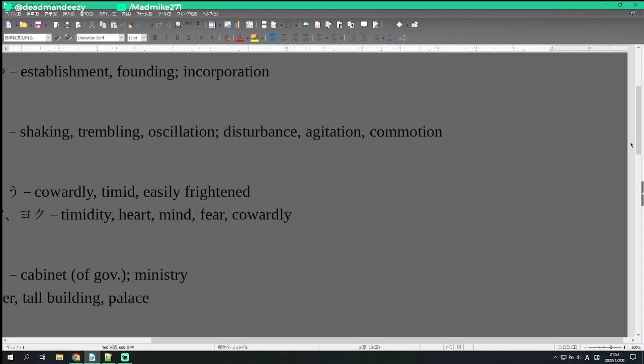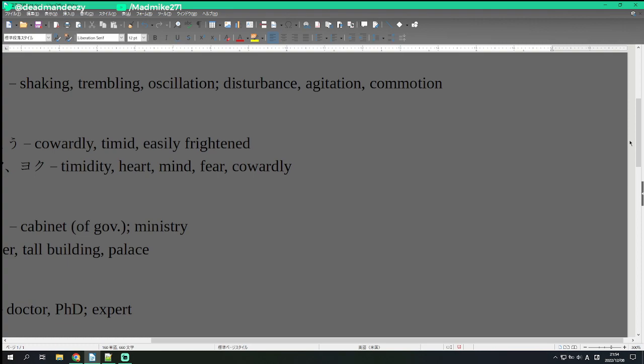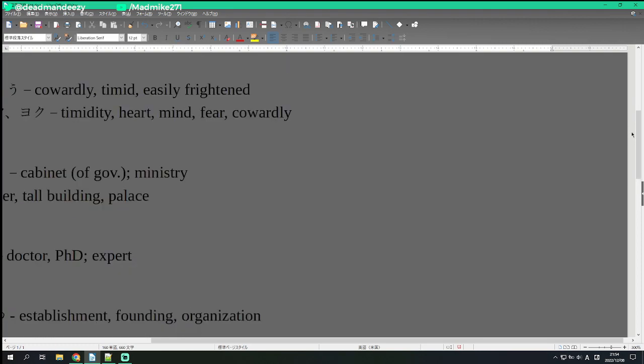Our first word is establishment, founding, or incorporation with Setsu, with establishing on the left and standing up on the right. Setsu. Shaking, trembling, or oscillation is doyo. Do on the left side for movement, and yo on the right side for oscillation or shaking. Doyo is agitation or oscillation. Cowardly, timid, easily frightened is okubyo. Oku on the left side, our new kanji for timidity, coward, fear, or the heart and mind, and byo on the right side for a sickness of it. A sickness of timidity is cowardly.